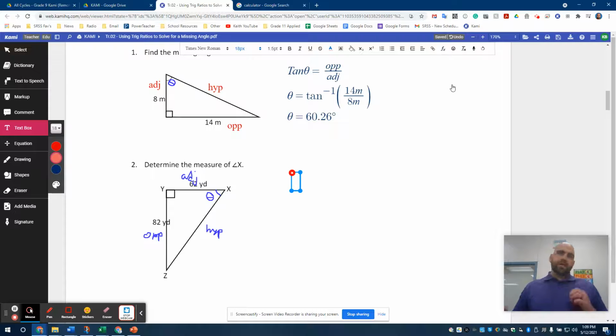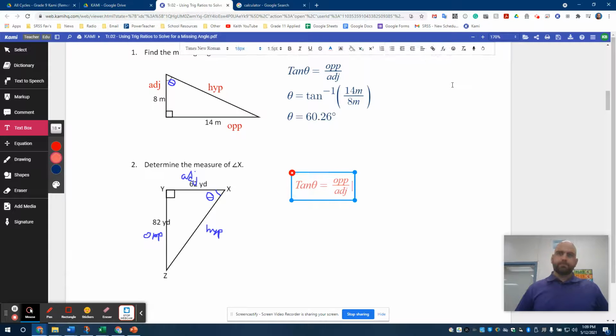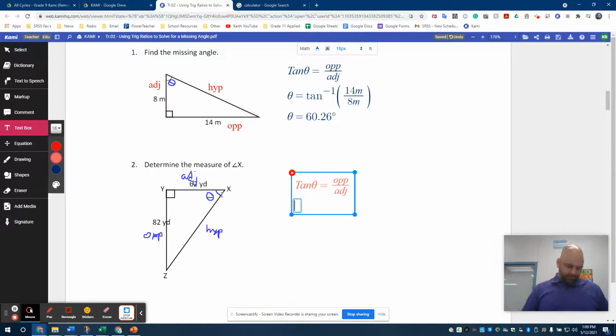I'm just going to give it a second here for it to load up, but we're going to put in our tan ratio here. Again, it's the exact same thing. Tan theta is equal to opposite over adjacent. We know our opposite and our adjacent. Our opposite is 82 yards, our adjacent is 62 yards. Again, a smaller adjacent than opposite means that it's going to be bigger than 45 degrees.